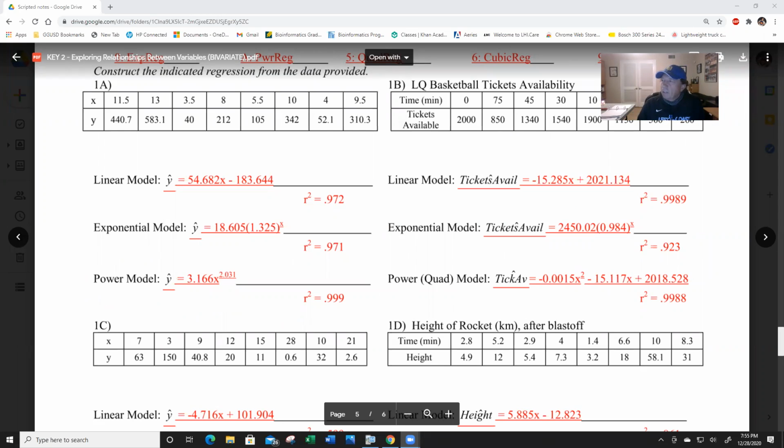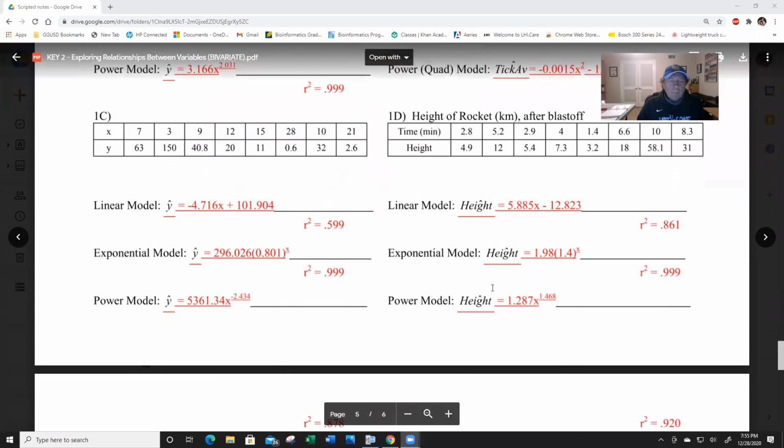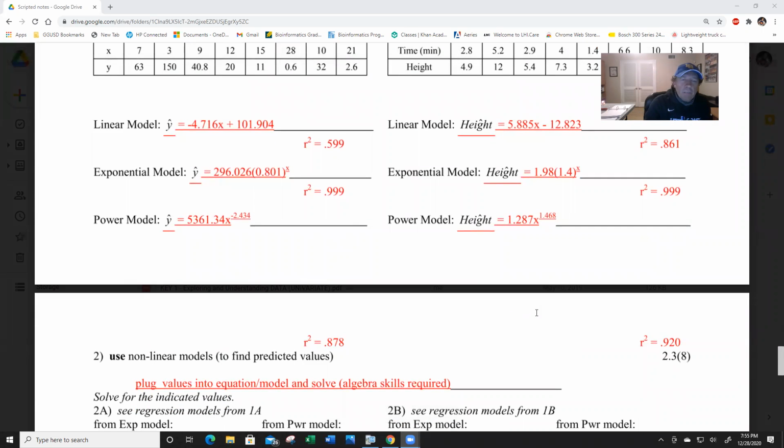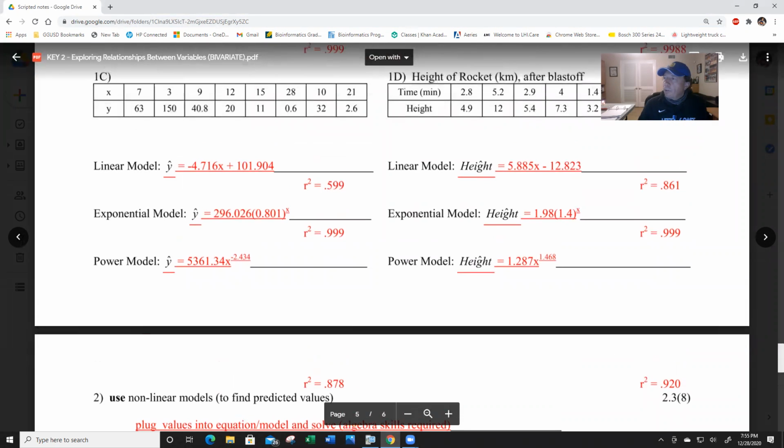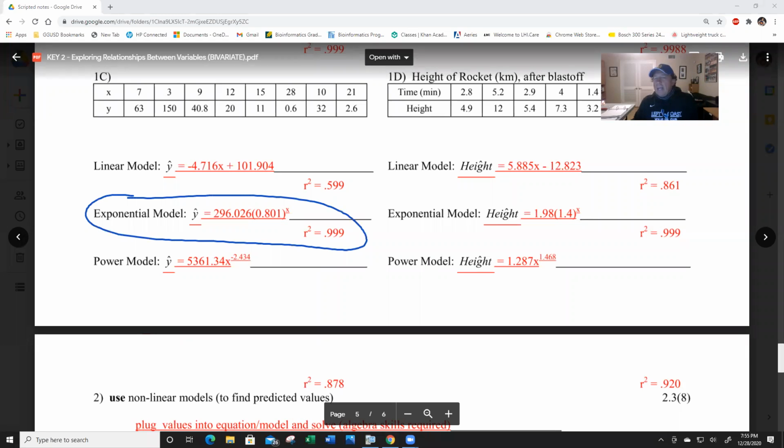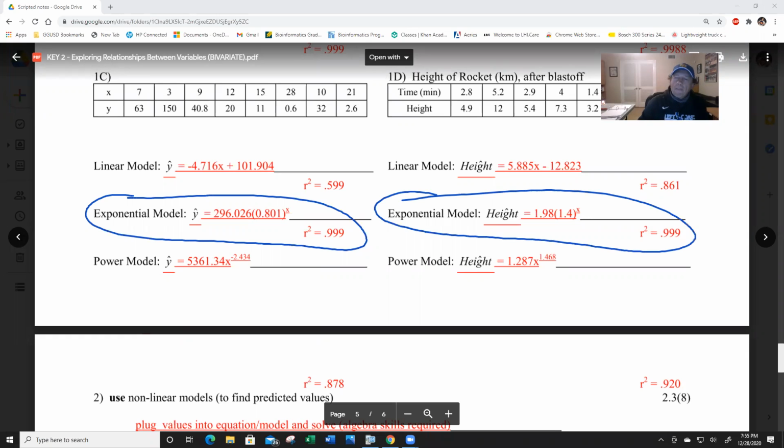because it's just easier. And then in C, clearly this model was excellent. The exponential model, remember that thing fit almost perfectly, if you can recall that. That thing is absolutely perfect. Boy, .999 is almost 1. And then, of course, in D, that was also another exponential one.